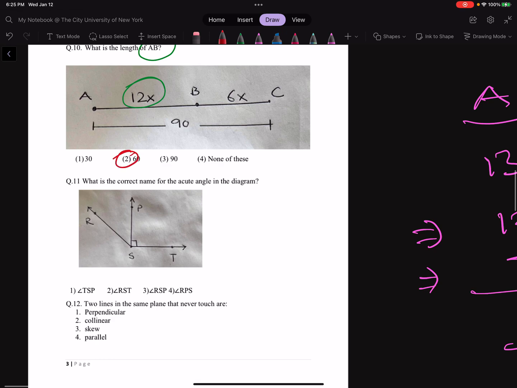So we say it's 6. Now, in this figure, what is the correct name of the acute angle in the diagram? This is a very simple problem. If you understand, it's quite simple. If you see in the diagram, there are 3 angles, in fact.